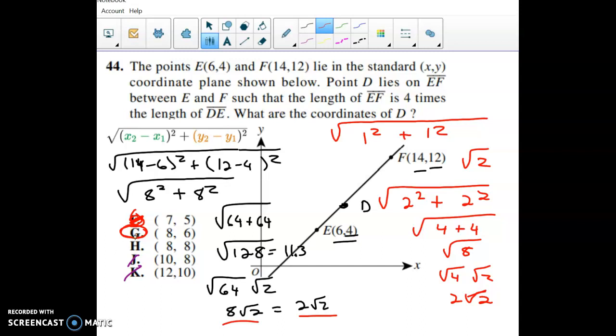That's a tricky one. If you can think of a better way to do it besides guess and check, but that's all I can think of. That would split it into fourths, and then this would be a fourth of the total length.